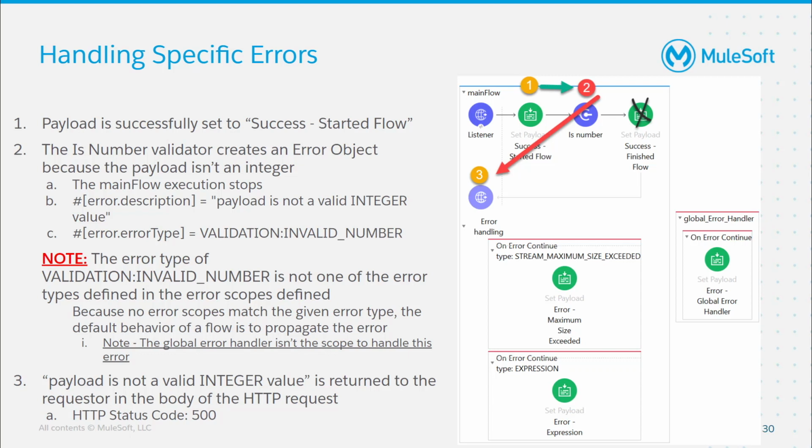One other thing to note is that it's always a best practice to put an error handling scope to catch errors of type any at the bottom of your error handling section, as this will catch any errors and prevent you from going to the Mule default error handler in case an error is uncaught in your particular flow.